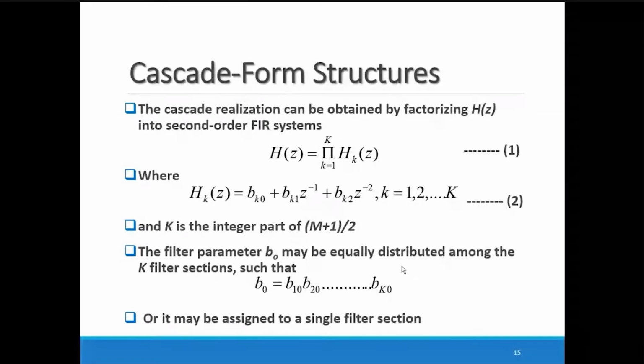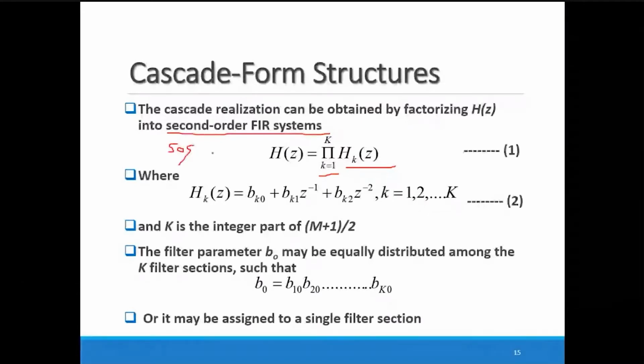The cascade realization can be obtained by factorizing H(z) into second order FIR systems. So instead of implementing the transfer function H(z) directly, we divide it into H_k(z) for k equal to 1 to K. That is nothing but dividing one complete transfer function into second order FIR sections, in short written as SOS.